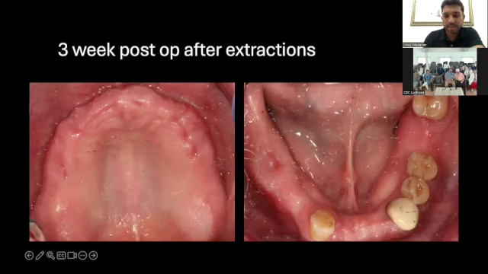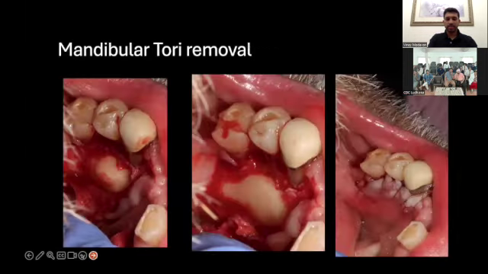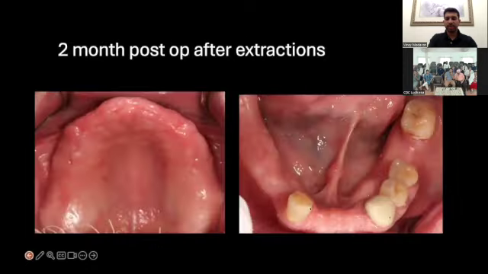But anyway, this is how he had healed after extractions, and this is two months post-extraction. In the meantime, the patient was wearing an immediate denture in the maxillary arch and an immediate acrylic partial in the mandibular arch. Once things have healed, I don't like to prep teeth right away, because the longer the patient is in provisional, the more chances for the teeth to get caries.